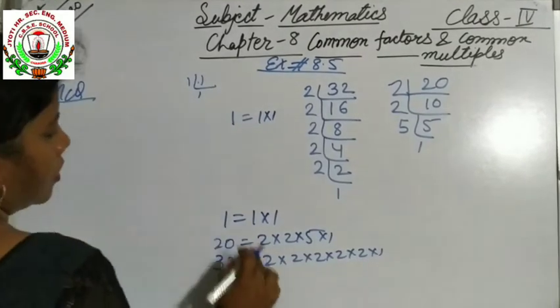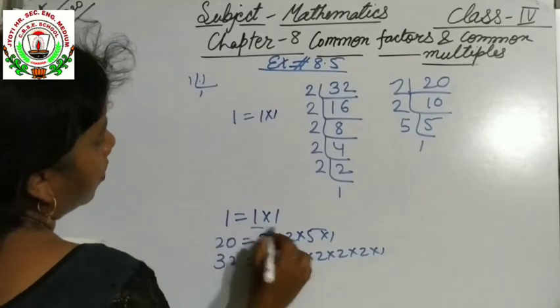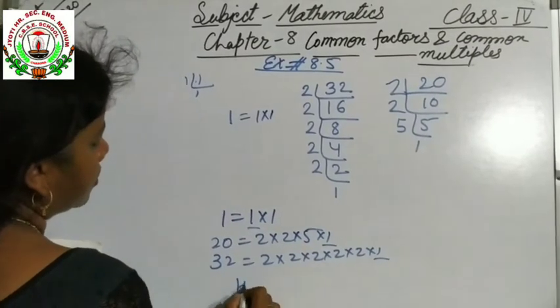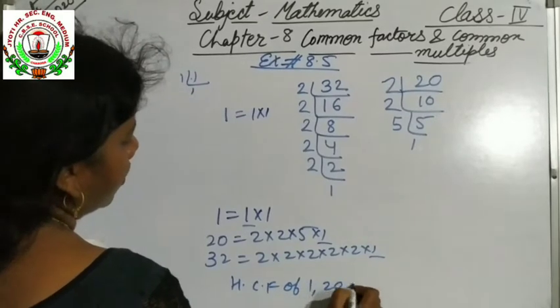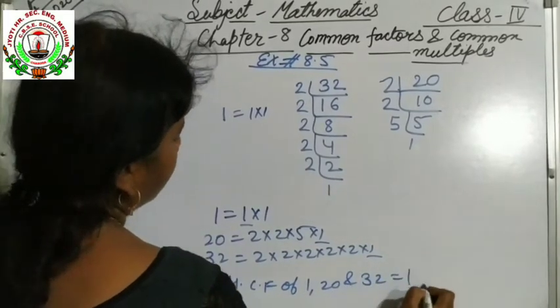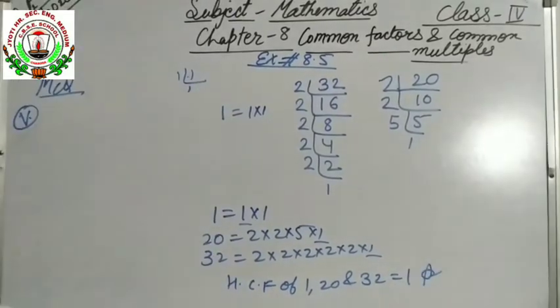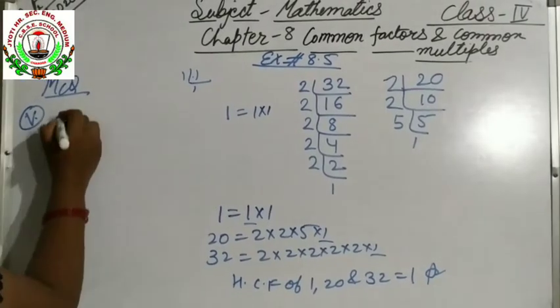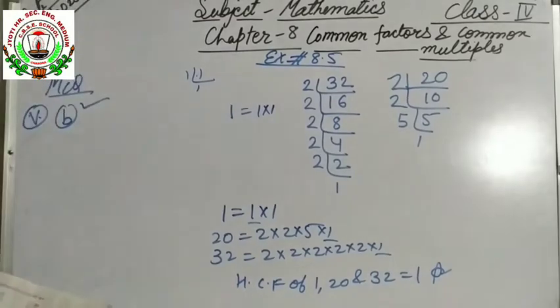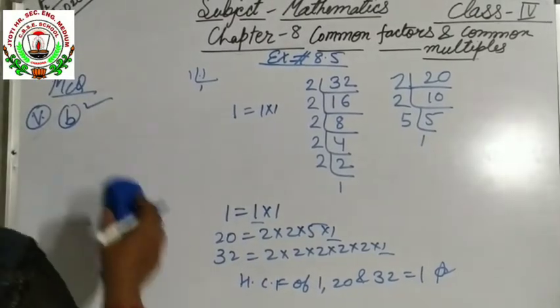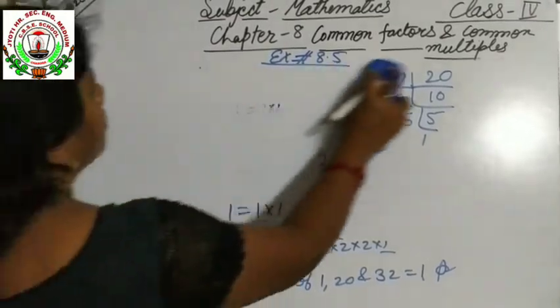Now here only 1 is common in these numbers, so HCF of 1, 20 and 32 is 1. So which is your correct answer? Your correct answer is option number B. So we have completed the MCQ. Now we will solve question number 2.